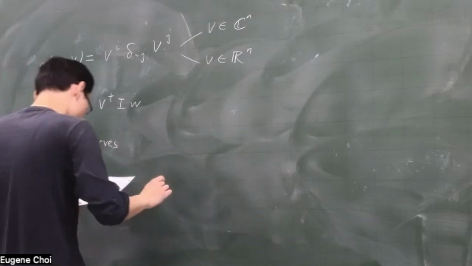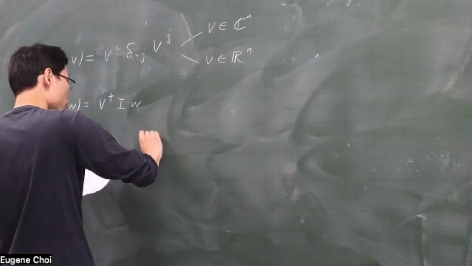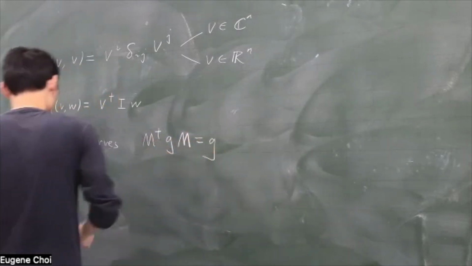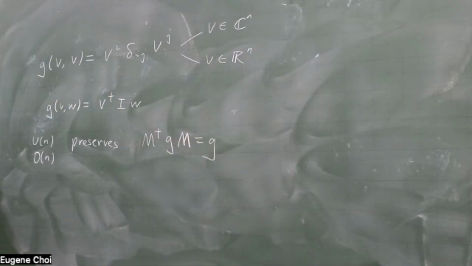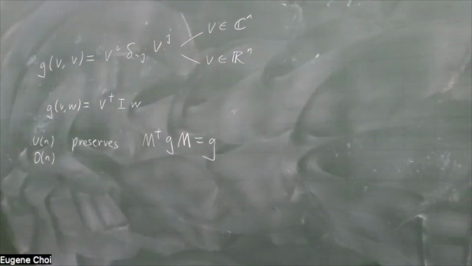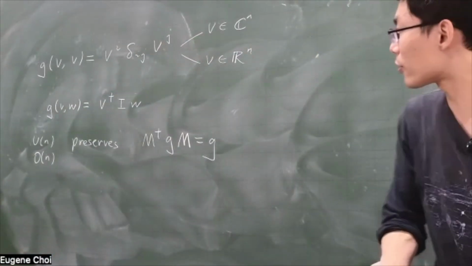Just finish the sentence. Which means M dagger G M is equal to G. This dagger is transpose for the real case. So I'll stop here. Next, I'll introduce symplectic ones using a similar method.